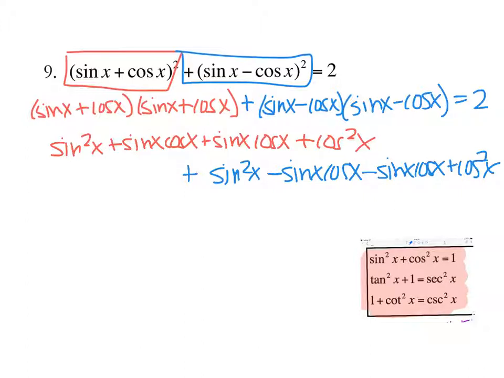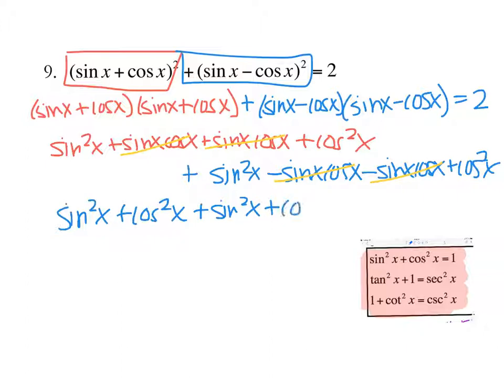So then if we look at what cancels here, this actually cancels with this from the red one, and the red one and the blue one cancel there too. So what we're left with is sine squared x plus cosine squared x, and another sine squared x plus cosine squared x. It's supposed to equal 2.